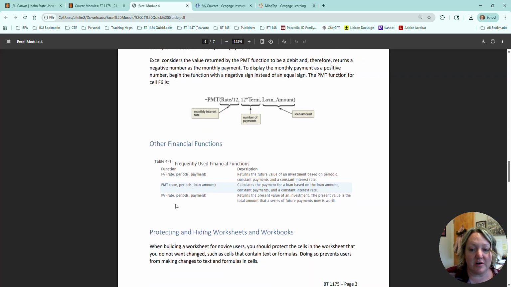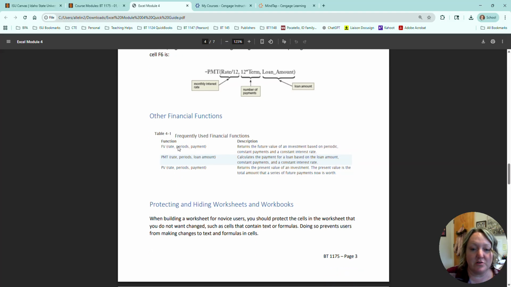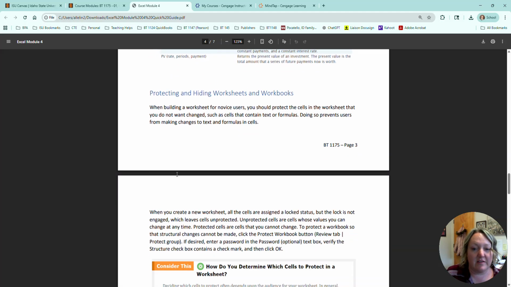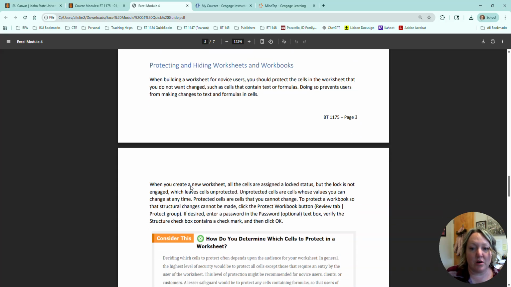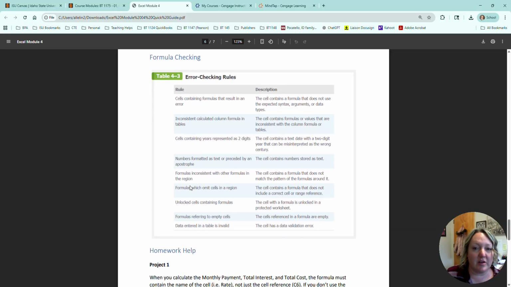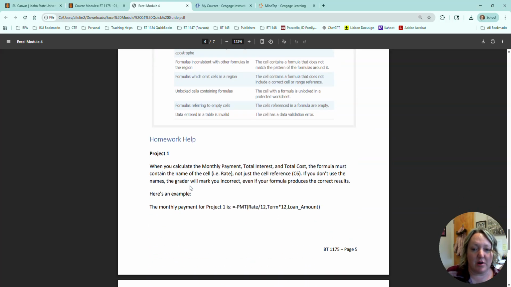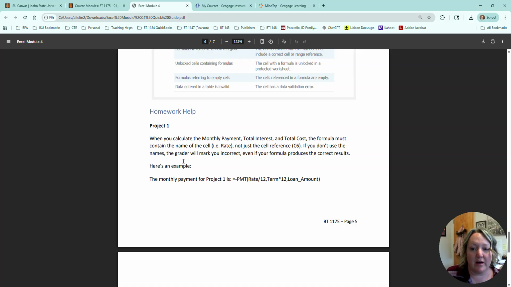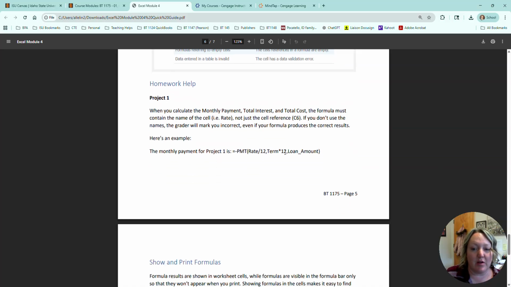There's other financial functions we talk about a little bit in this module. There's the future value, there's the payment one, and then there's the present value, and it tells you what are the pieces of those functions. And then this module also talks about protecting and hiding worksheets and workbooks. And then there's a little section on how do you check formula errors. And then the last part is just some help on the homework. Here's an example of the function that should be in project 1. So this is what it's looking for, that specific cell. And this is just to help you out because this is where students get stuck.